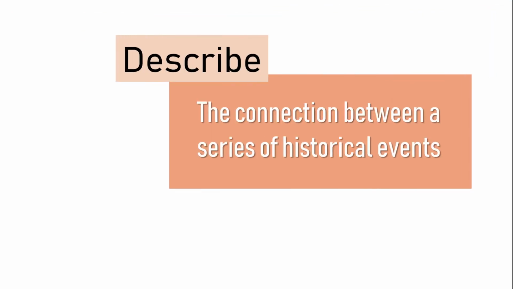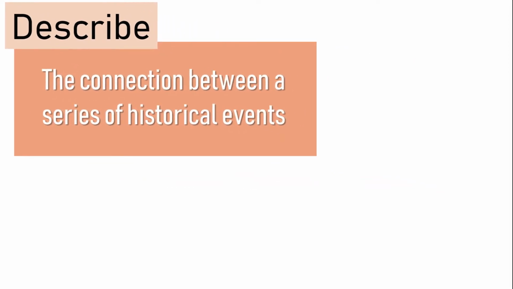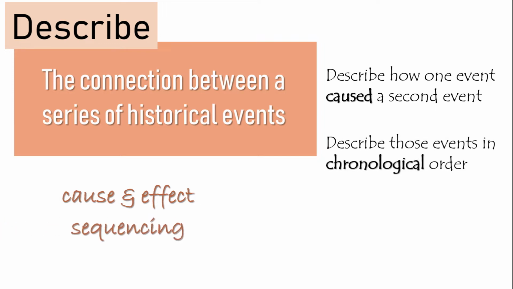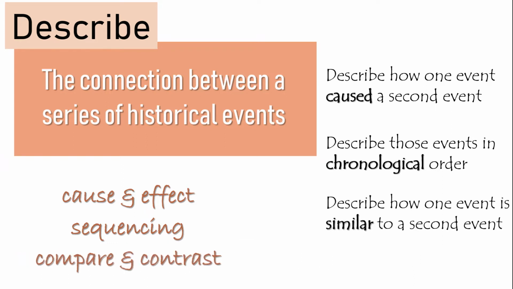This standard uses the verb "describe." However, when the word describe is applied to the identified concepts, there are different language functions that emerge. Describing the connection between a series of events may mean showing how one event caused a second event, the cause and effect language function. It may mean sequencing those events in chronological order, the sequencing language function. It may mean showing how these events are similar to or different from each other, the compare and contrast language function.